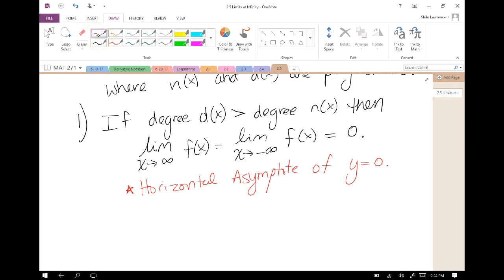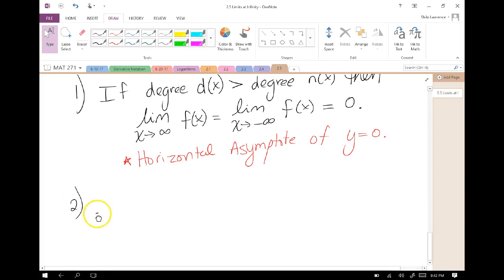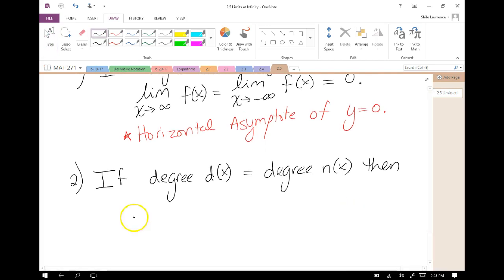So another option when we compare those degrees is that they're the same. If the degree in the denominator is equal to the degree in the numerator, then we're going to set up a ratio of our leading coefficients. And that's how we get our limit. We're going to get the same answer on both ends, whether we're doing the limit as x approaches positive infinity or as x approaches negative infinity.